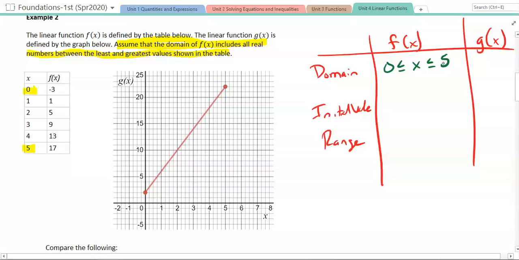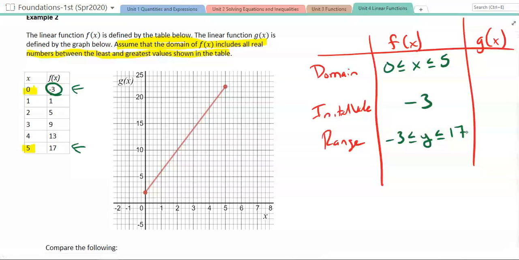Now, what's my initial value? Again, remember that is at the leftmost part of my domain. What's the value of the f of x? It's -3. What's the range of this? And that's going to go from the smallest value to the largest value, right? And sometimes those values will go in opposite directions, so pay attention to that. So it goes from -3 to 17. So -3 less than or equal to y less than or equal to 17. So again, it's not hard to build this information if you understand where you're looking to get it.